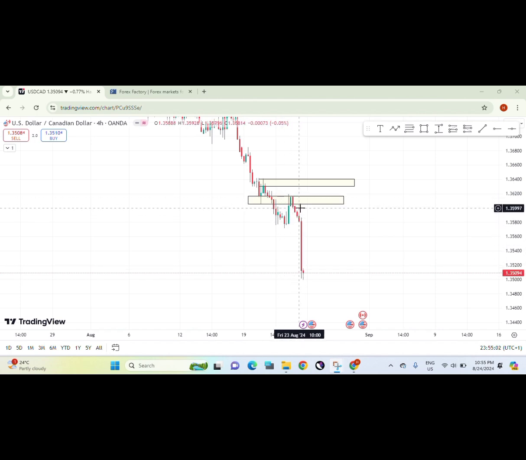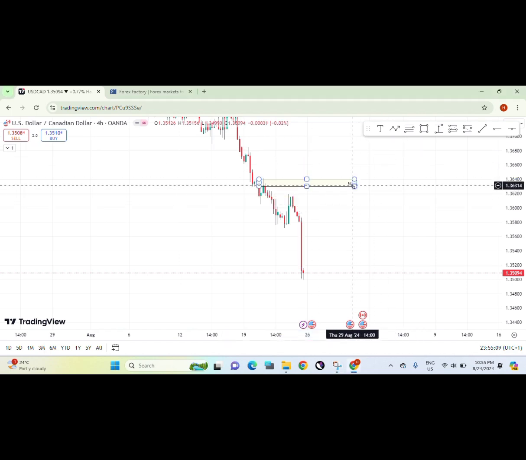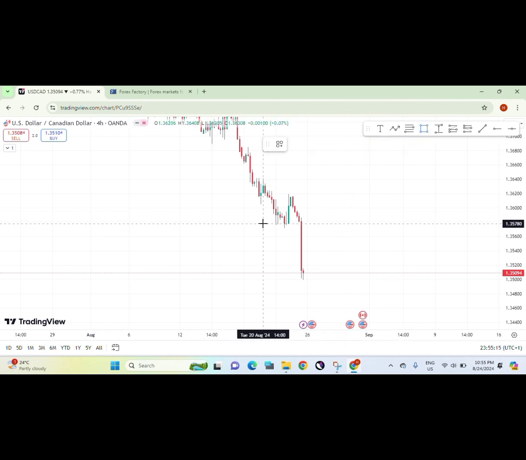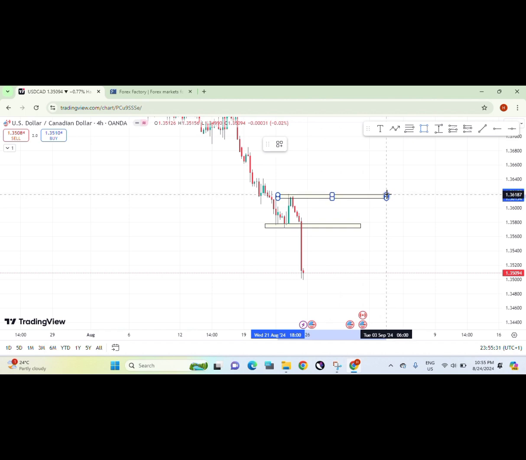So now for this week, I'm still bearish on USD CAD. So let me get rid of all these zones over here and draw another zone. So first of all, we have a key zone here. So since the market is a bearish one, we'll be looking for selling opportunities in the market. Then we also have another key zone over here, another zone of interest for USD CAD. So this is a very simple one on USD CAD.